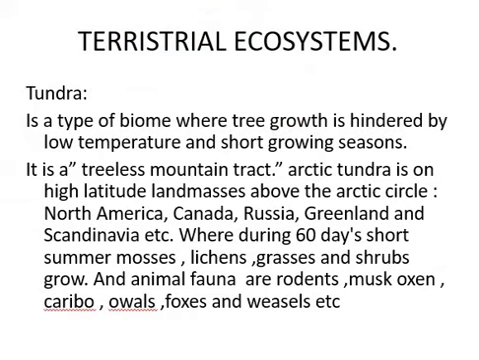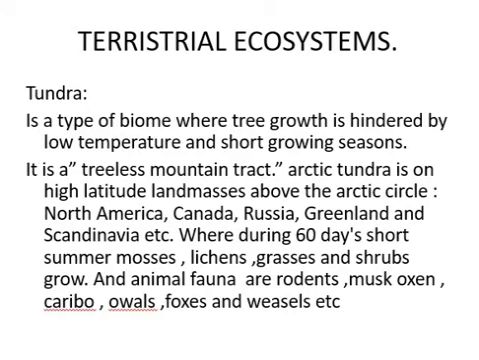So terrestrial ecosystems, regarding the land ecosystem, we look at tundra. Tundra is a type of biome where tree growth is hindered by low temperature and short growing seasons. Tundra is a treeless mountain tract. We can shortly define it.